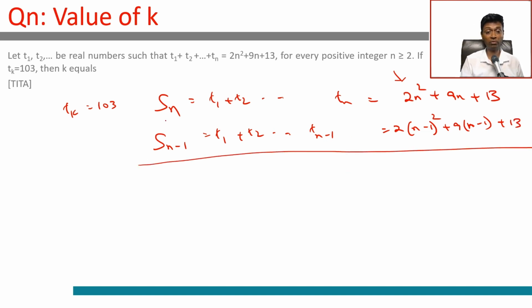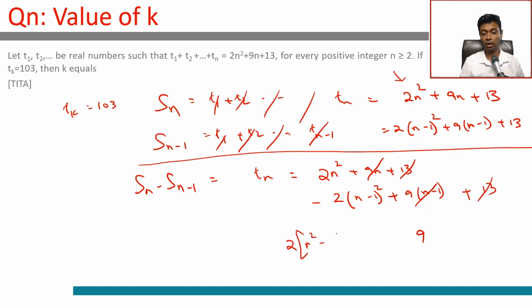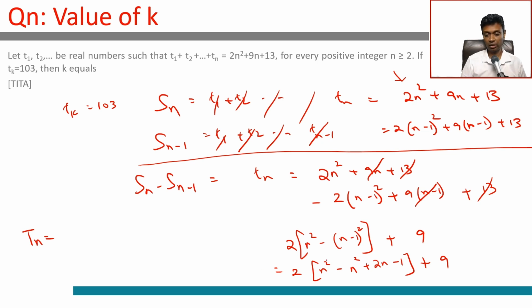Now think about this. If I subtract one from the other, that's Sn minus Sn minus 1. Sum up to n terms minus sum up to n minus 1 terms. That will be Tn. Everything else will get cancelled before that. This is equal to 2n square plus 9n plus 13 minus 2 times n minus 1 whole square plus 9 times n minus 1 plus 13. This disappears. 9n minus of 9 times n minus 1. This difference will be 9. So we have 2 times n square minus n minus 1 whole square plus 9. It's 2 times n square minus n square plus 2n minus 1 plus 9. Or the nth term, the n square part disappears. 4n minus 2 plus 9, which is 4n plus 7.